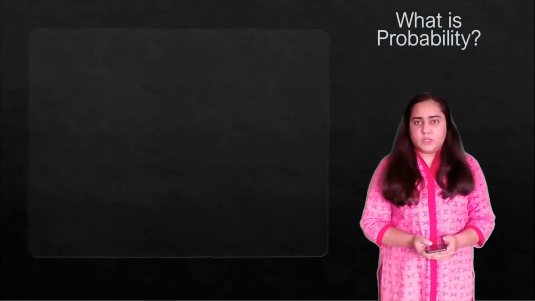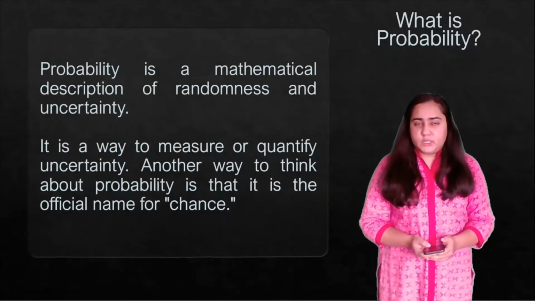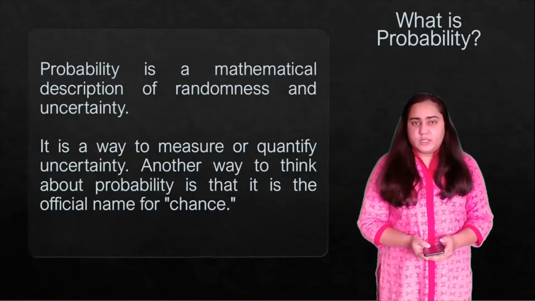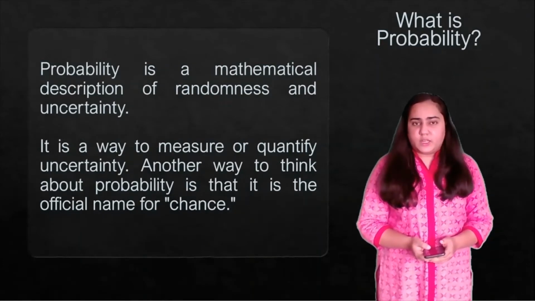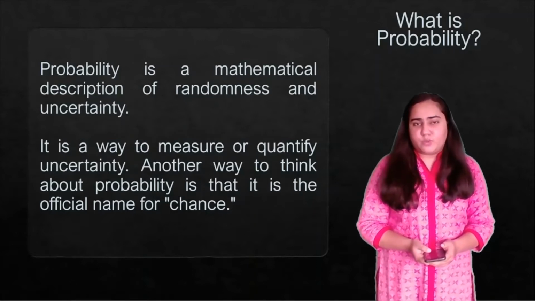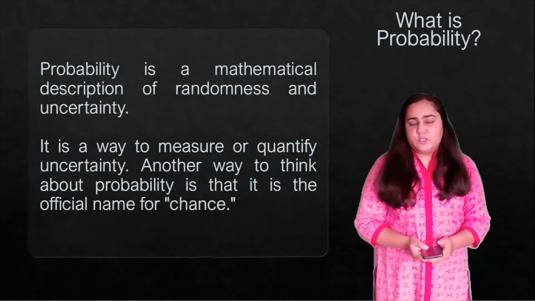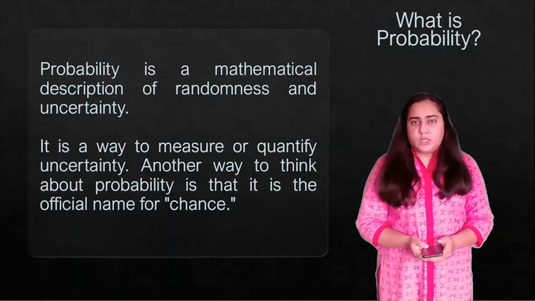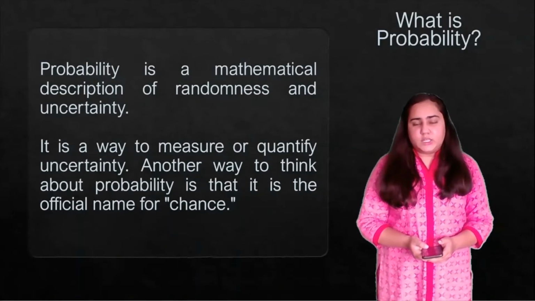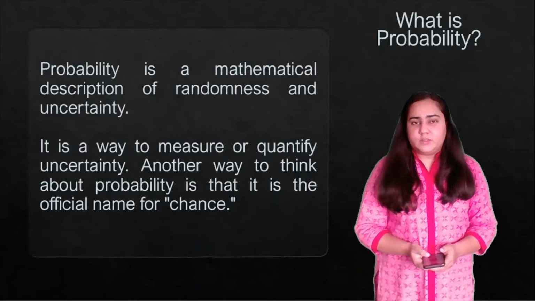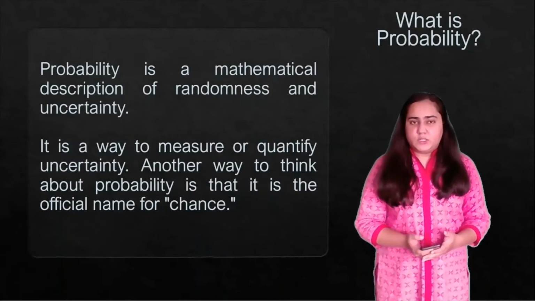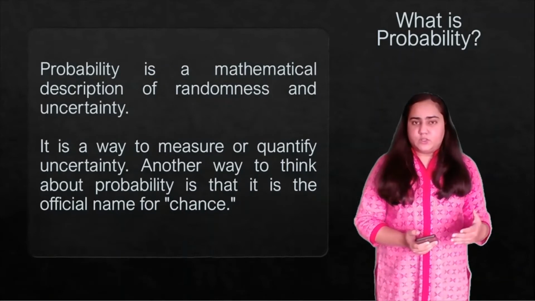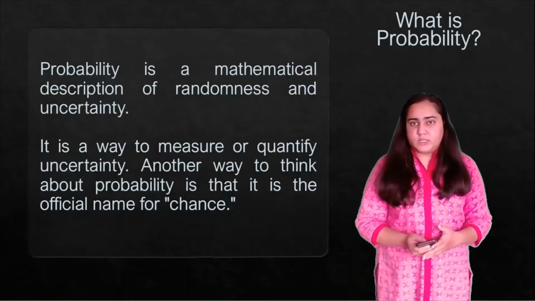First of all, the question is, what is probability? Probability is a mathematical description of randomness and uncertainty. It is a way to measure or quantify uncertainty. And another way to think of probability is that it is the official name for chance. So whatever you describe as a chance or a coincidence, that is what probability is. So it is a description of randomness or uncertainty, and it is used to measure or quantify that uncertainty. So this is what probability is.